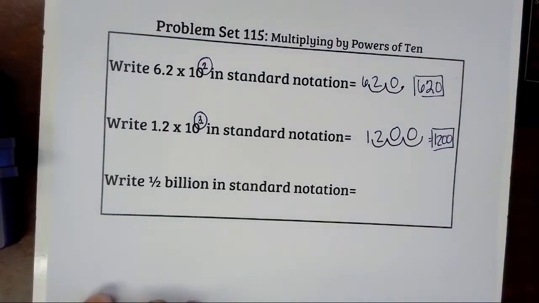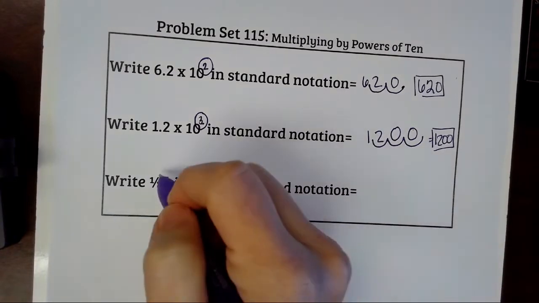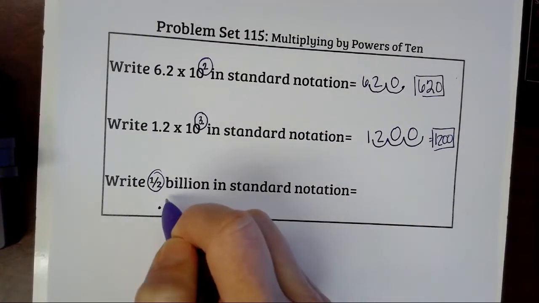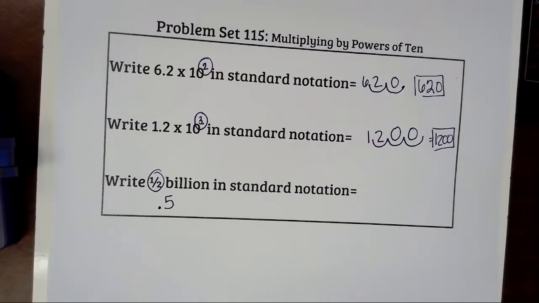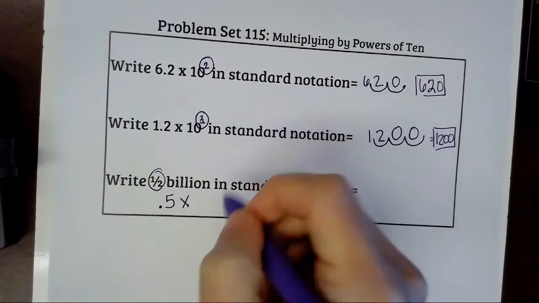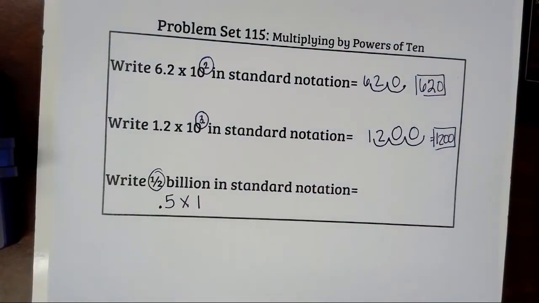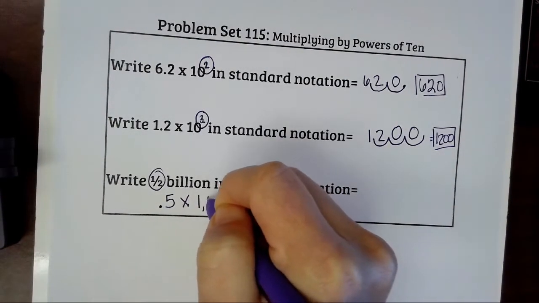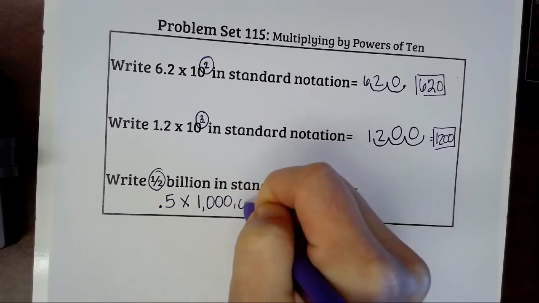All right, well, what do I do with this? It says to write 500 million in standard notation. Well, the first thing we need to do is get this half right here and put that in a decimal. So we know that half is the same as 0.5. And now we're going to multiply it by 1 billion. And 1 billion has a lot of zeros. So 1, 2, 3, 1, 2, 3, 1, 2, 3.